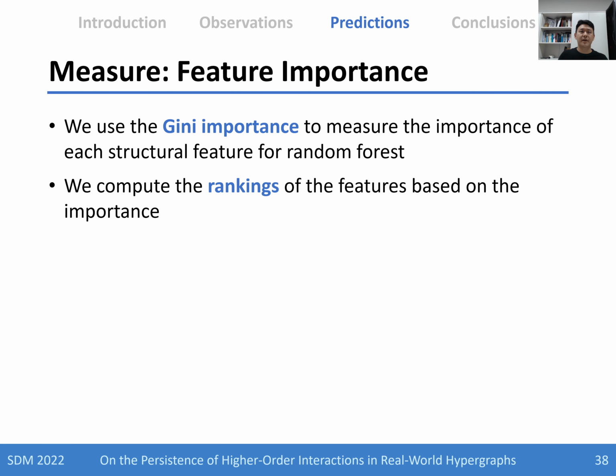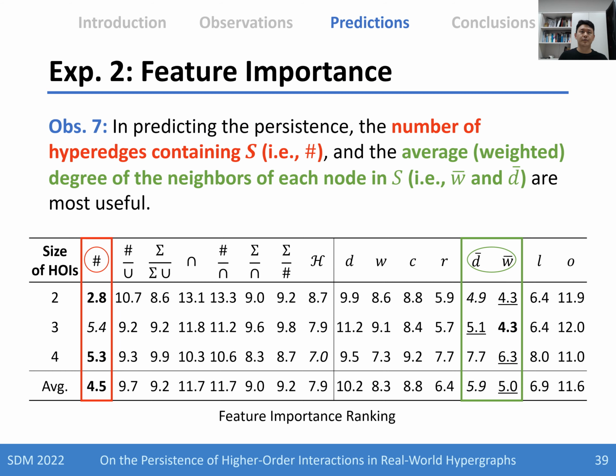For the next experiment, we measure the importance of each structural feature in random forest, which consistently performs best. We use the Gini importance to measure the feature importance and compute the rankings based on it. For problem 1, on average, the number of hyperedges containing S and the average degree of neighbors of each node in S are most important among the features. Our findings are supported by the average feature importance rankings in this table.